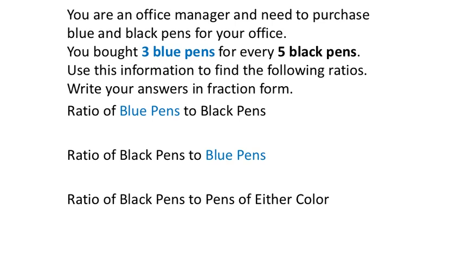So it says we got the ratio of blue pens to black pens. Then we want a ratio of black pens to blue pens. And then we want a ratio of black pens to pens of either color. Now that's 3 different questions. Take a minute, see if you can figure out what they are, then we'll go over it.